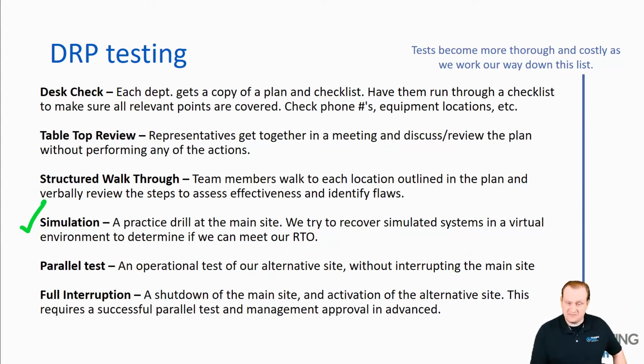Having said that, though, sometimes you might find need to do a parallel test where we do an operational test of our alternative site without interrupting the main site. And if that goes well, you might opt to do a full interruption, where you actually shut down the main site and activate the alternative site. This is a simulation to the point of actually causing a real failure at the main site. In a lot of cases, that seems way too risky to me. And I wouldn't do that unless someone mandated I do so, which does happen from time to time.